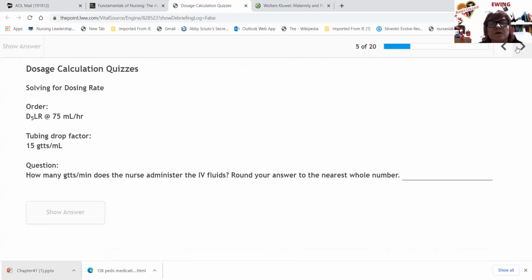Okay. So now let's look at this one. What's the question asking us? How many drops per minute? So I know that I need three things. My total volume, which is what? 75 mLs. My time in minutes, which is what? 60 minutes. And my drop factor. 15. So it's 75 divided by 60 times 15.